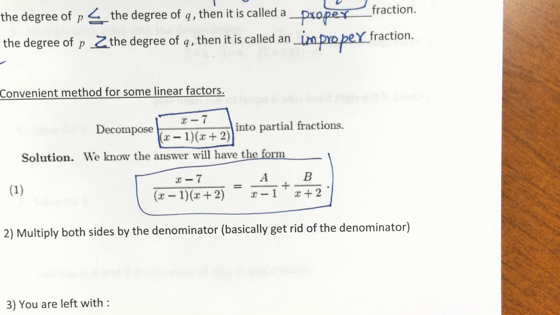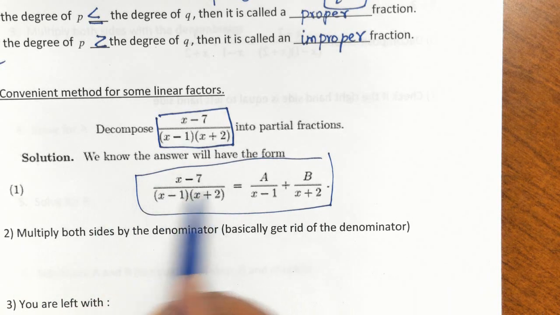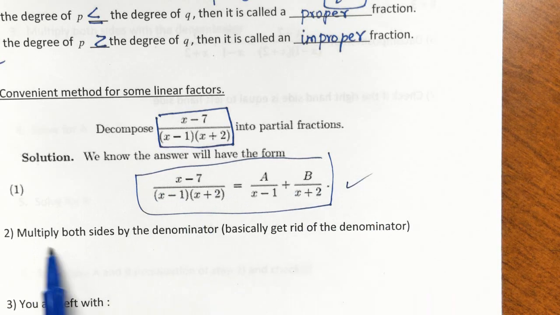Okay, what are the steps that you're going to follow? Like I said, I've tried to break it up into steps. Step number 1, we already got. Step number 2, you're going to multiply both sides by the denominator. Remember, we've done this in rational fractions. Whenever we've tried to get rid of the denominators, you multiply the left hand side and the right hand side by the denominator. Where did you guys do this?